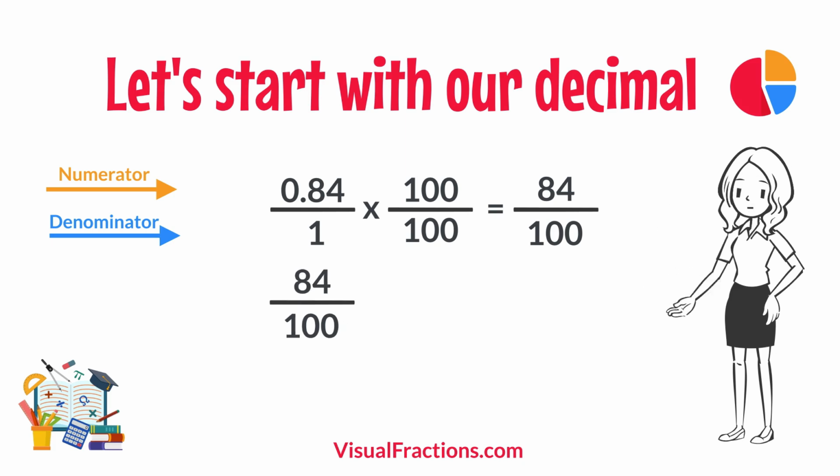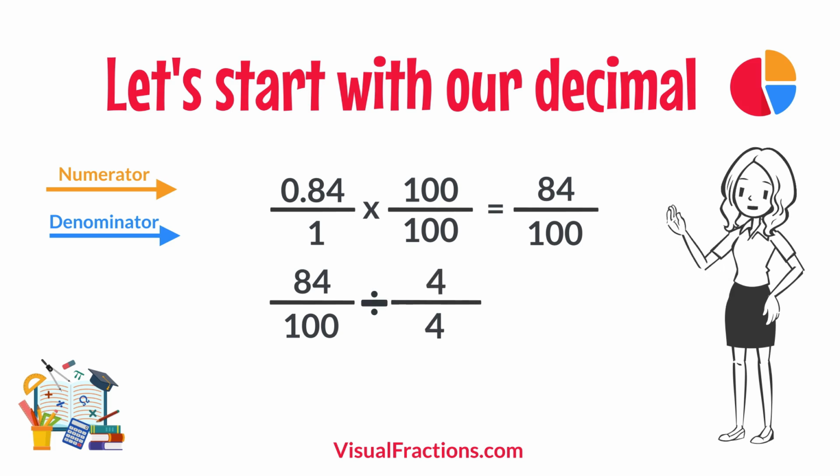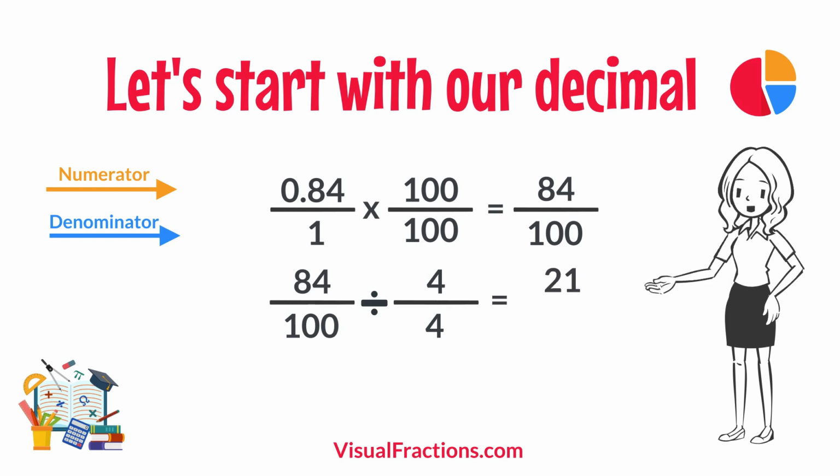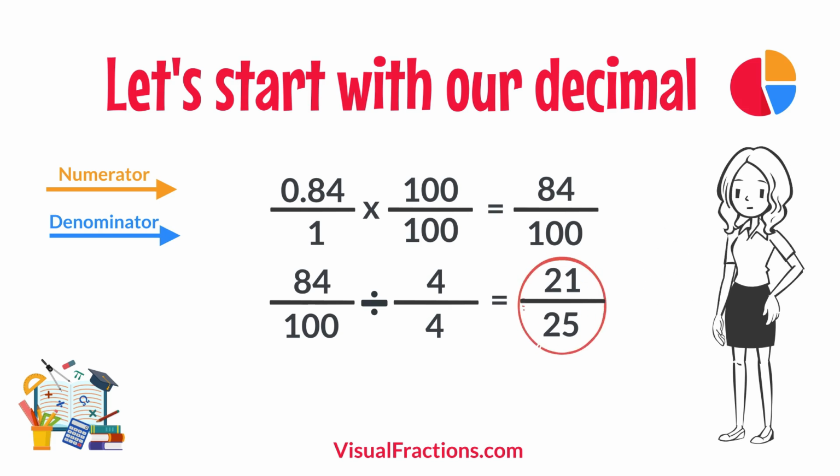Next, we simplify. Both the numerator and the denominator in 84 100ths are divisible by 4, the greatest common divisor. Divide 84 by 4 to get 21, and divide 100 by 4 to get 25. So, 84 100ths simplifies neatly to 21 25ths.